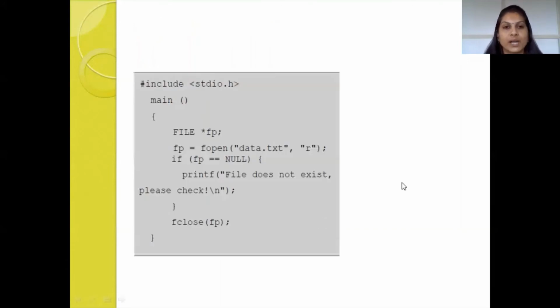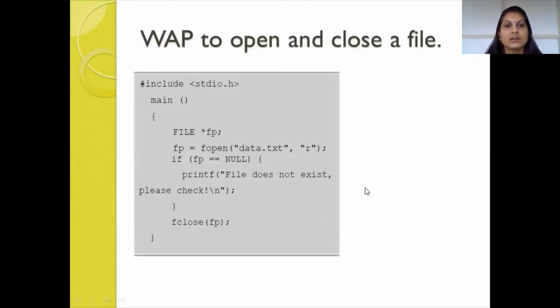This is a simple program to open and close a file. First we include our header file stdio.h, because all the functions that we are using, fopen, fclose, are in this header file. Now inside void main, we create a FILE data type pointer, that is fp. After creating the file pointer, you use the fopen function with the name of the file, suppose data, and open that file for reading.